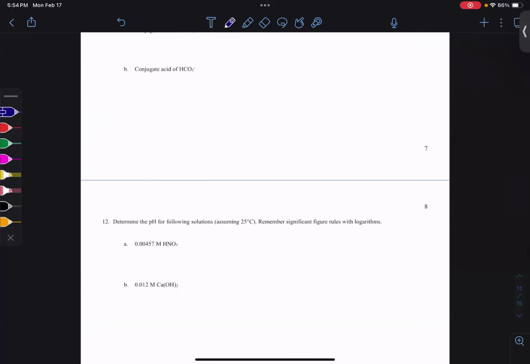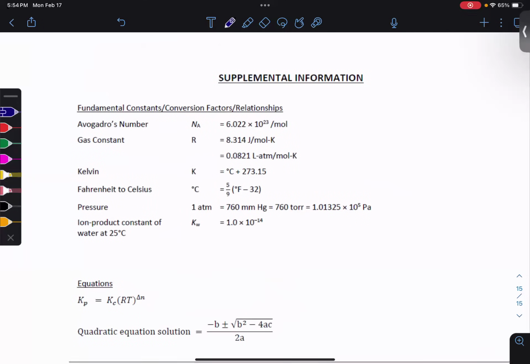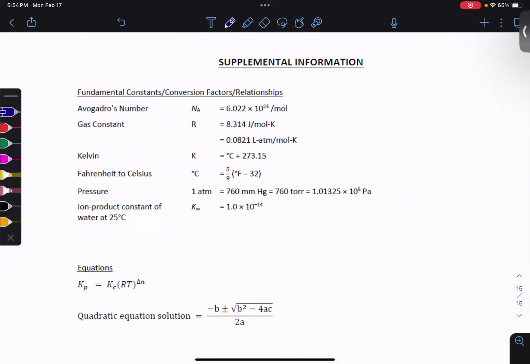So let me just take a second and go to the very bottom and show you the supplemental information. This might be one of the only exams where you never actually look at the supplemental information because there's very little here. Really, the only useful equation is this Kp, Kc conversion and the quadratic equation solution. But there are tons of approximations that we can use, so we actually never really have to use the quadratic formula. So really, the only useful equation here is that Kp, Kc conversion. That allows us to convert between Kc and Kp, which is especially useful for all gas phase chemical equilibria.